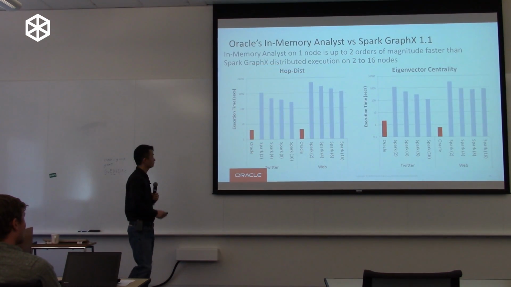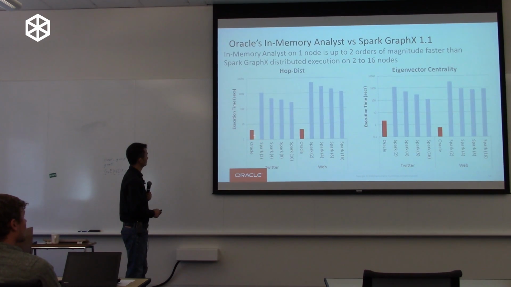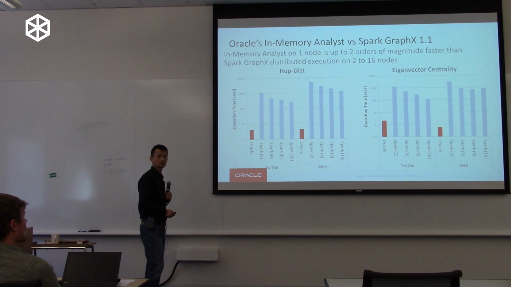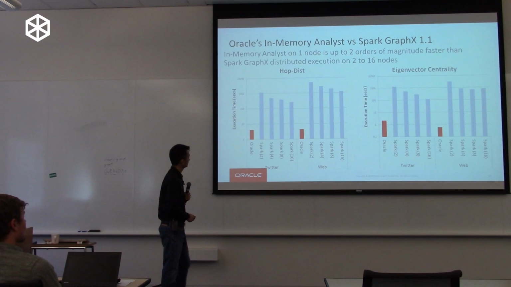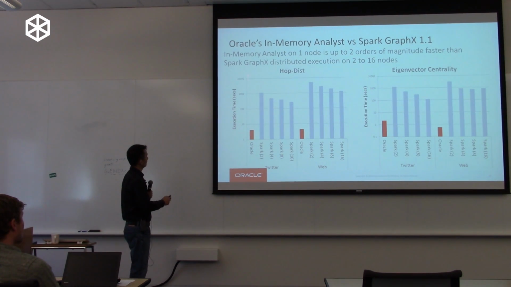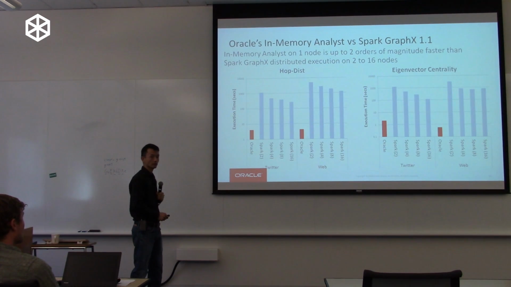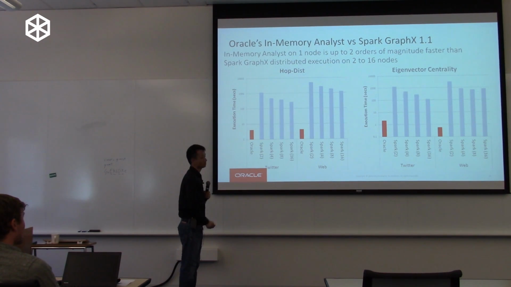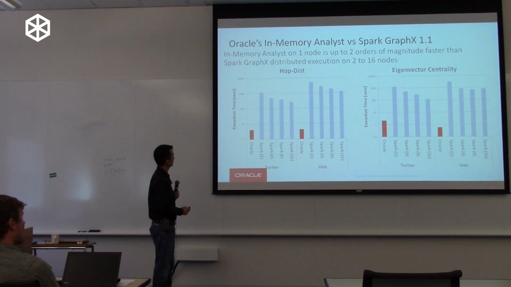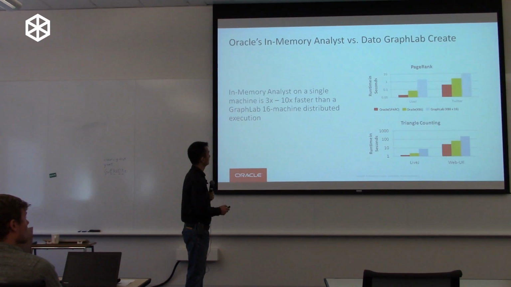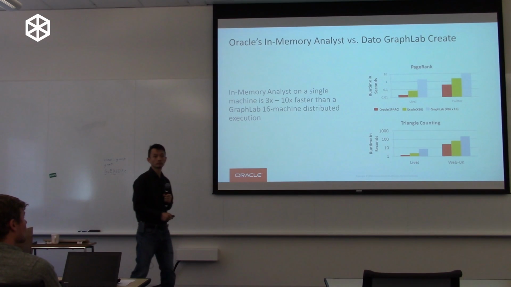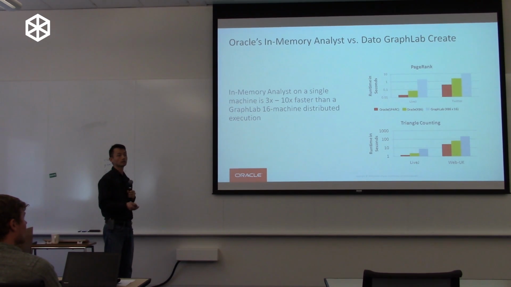This shows a performance comparison between the Oracle in-memory analyst, the parallel graph PGX, and Apache Spark. This is a log scale. The lower, the better. We are comparing a single-instance in-memory analyst, PGX, with a 16-node Spark cluster setup. The performance is much, much better for hop distance and for eigenvector centrality. Similarly, we conducted a comparison with GraphLab, which is one of the leading graph analytical engines.